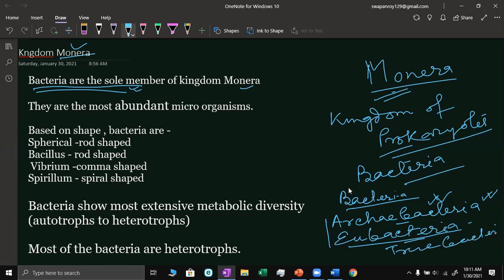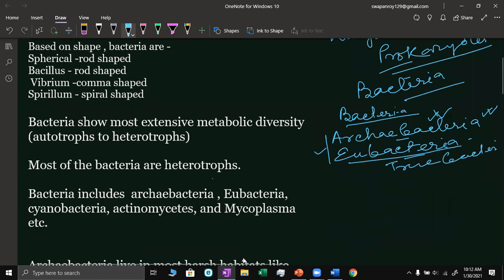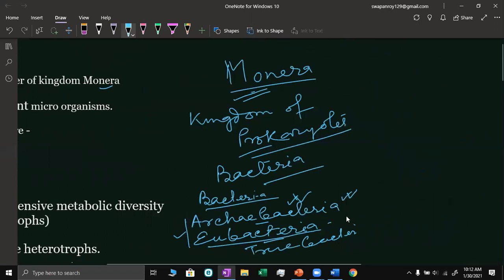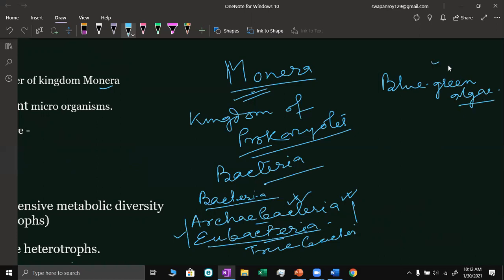And then from there, there is also the blue-green algae, which was kept under algae in the old classification, in the plant kingdom. This is now along with the bacteria because they also have prokaryotic cell structure, and now they are called cyanobacteria.